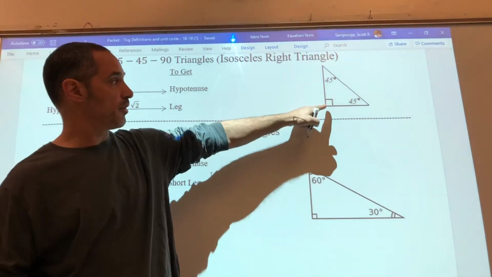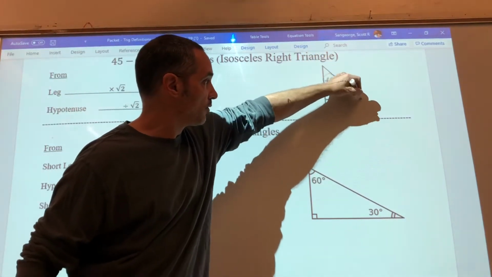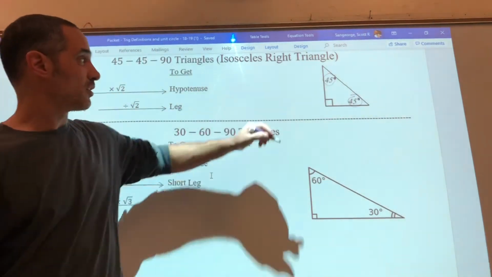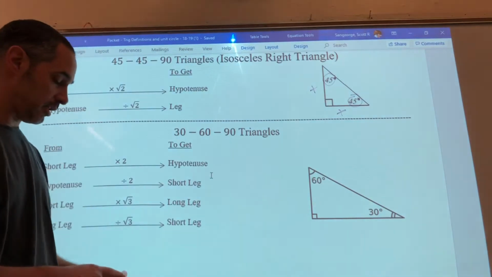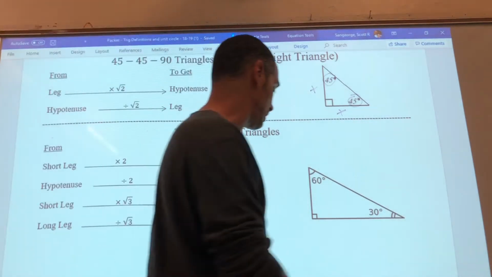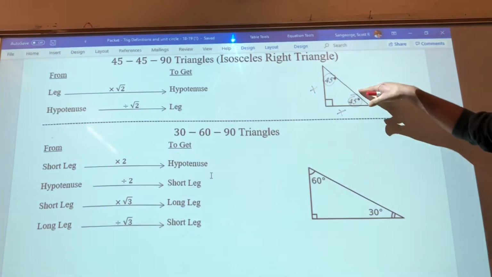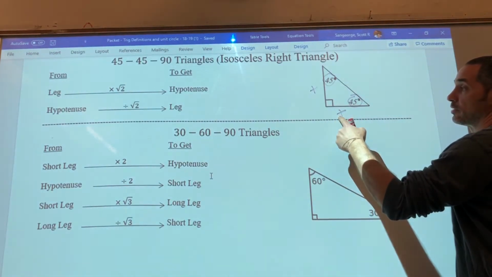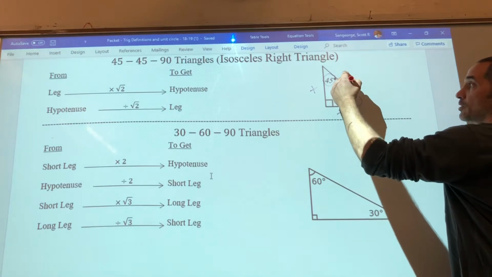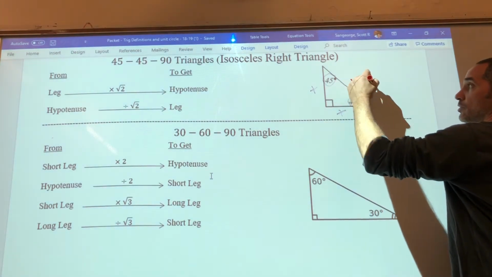For 45-45-90 right triangles, these two angles are 45, which means the sides across them are going to be the same length. And then this other side, the hypotenuse, is going to be when I take the x and multiply it by the square root of 2. So this is going to be x square root of 2.